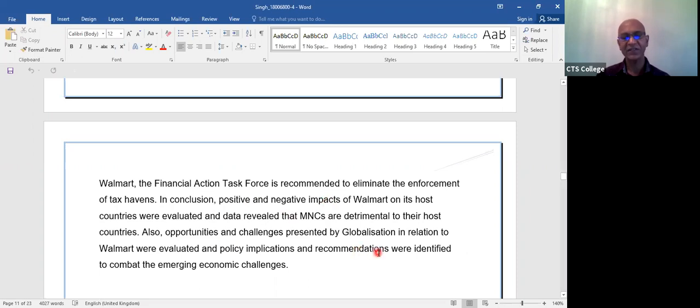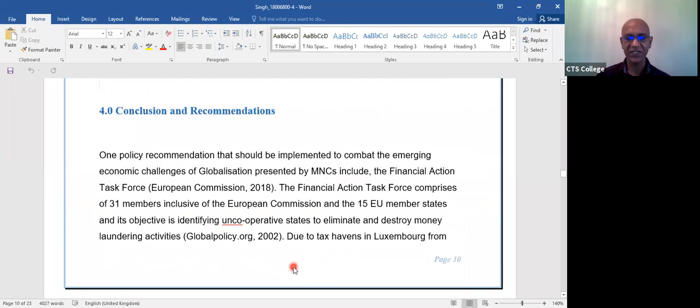The recommendations should have been identified in a line or two. So your conclusion is a summary of all of the main points discussed. This doesn't summarize anything here. This is way too generic. It doesn't tell the reader what went before. Let's read the recommendations.